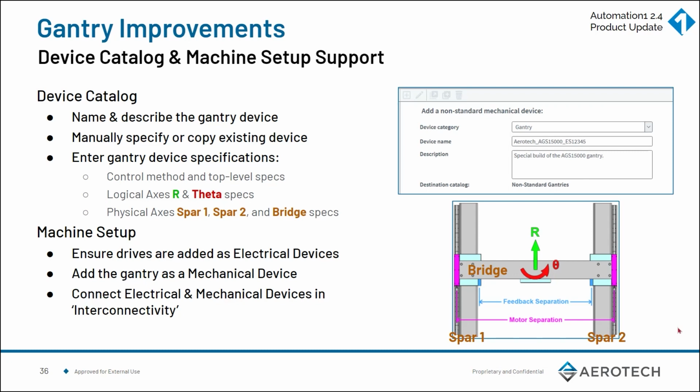And you set up all the specs for those axes, including what kind of motors you have, what types of feedbacks you have, and various other specs: the length of travel, the separation distance, the feedback separation distance between these two spars. Those are all questions that we walk you through step by step in the device catalog.